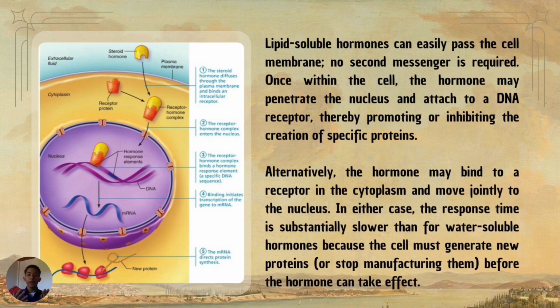So, lipid soluble hormone can easily pass the cell membrane. No second messenger is required. Once within the cell, the hormone may penetrate the nucleus and attach to a DNA receptor, thereby promoting or inhibiting the creation of a specific protein.